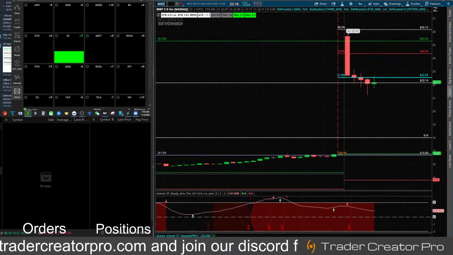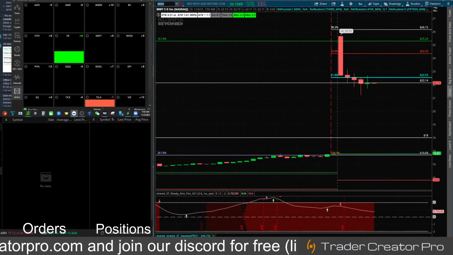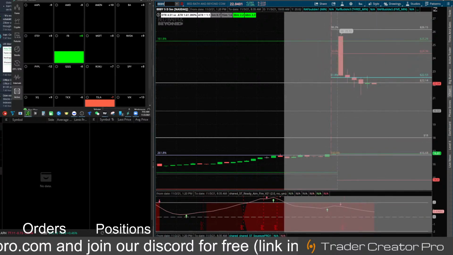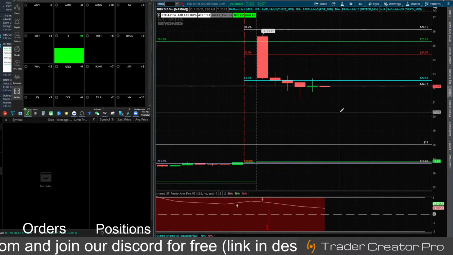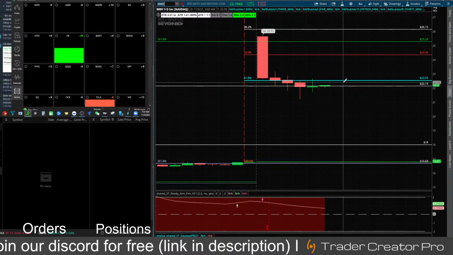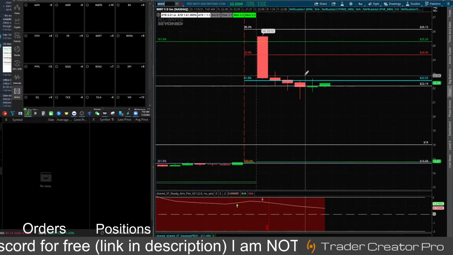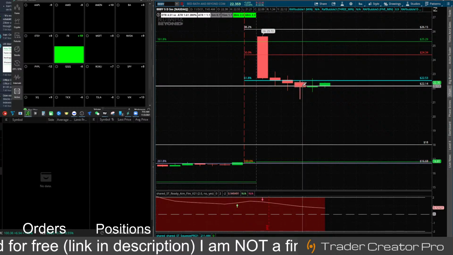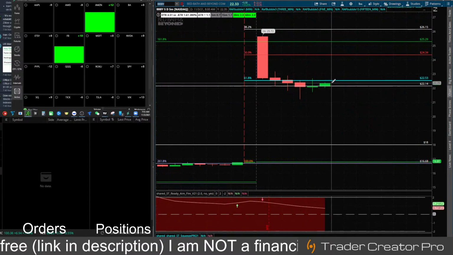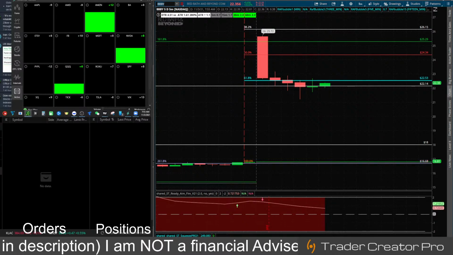BBBY has just mostly been choppy so far this morning. This could make a nice move here. Market's looking stronger.